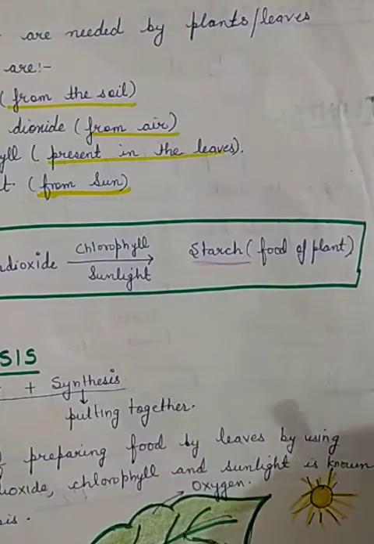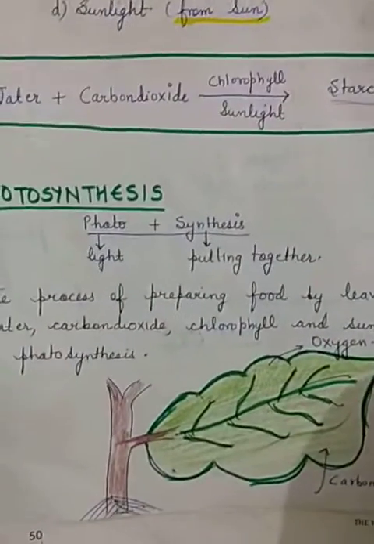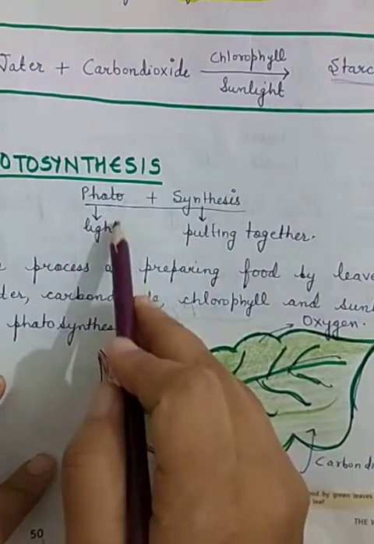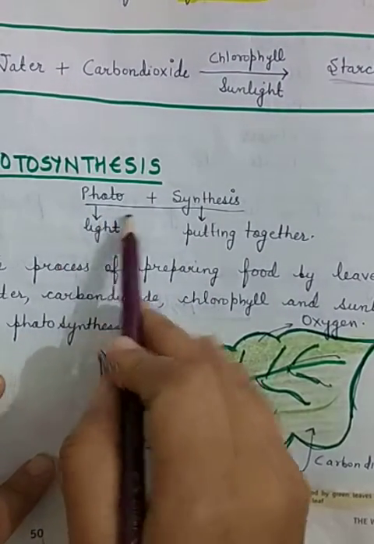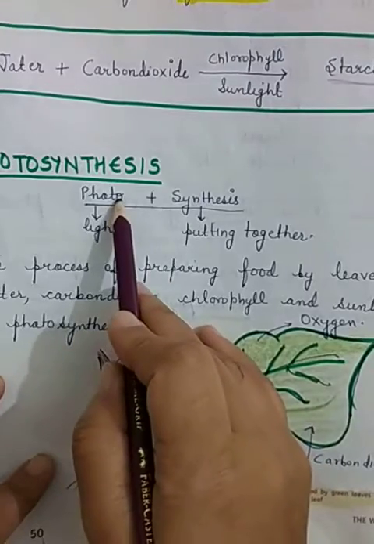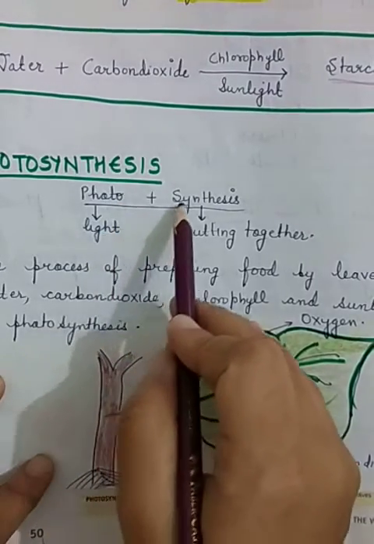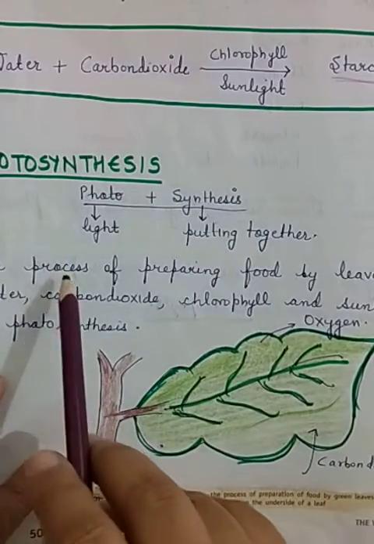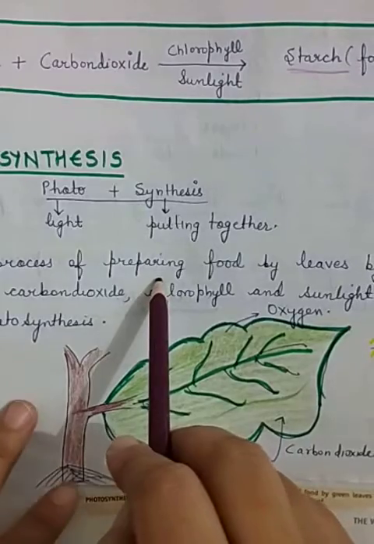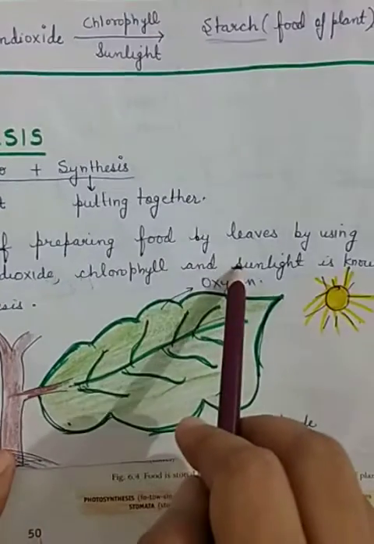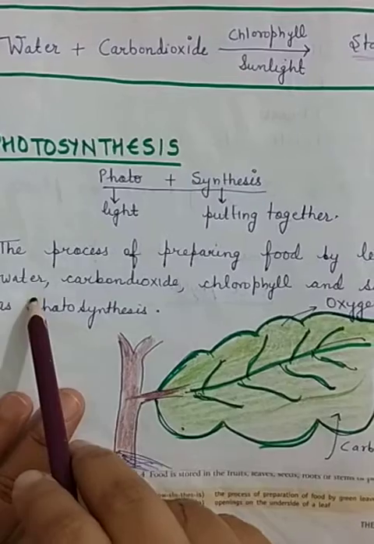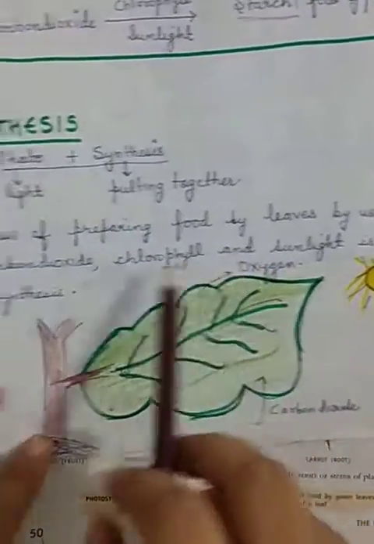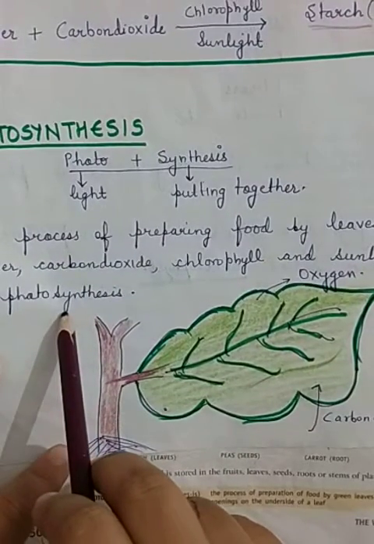Now what is photosynthesis? The word photosynthesis is a combination of two words. Photo means light and synthesis means putting together. So photosynthesis is the process of preparing food by leaves using water, carbon dioxide, chlorophyll and sunlight, and this process is known as photosynthesis.